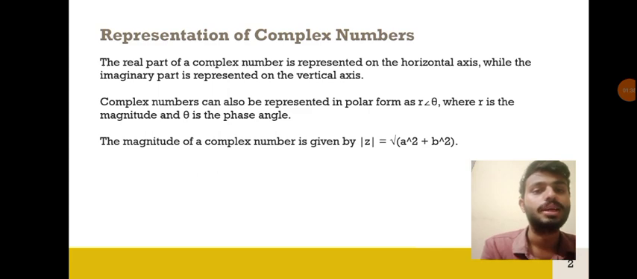Complex numbers can also be represented in polar form, r angle theta, where r is the magnitude and theta is the phase angle. The magnitude of a complex number is given by |z| equal to the square root of a squared plus b squared.